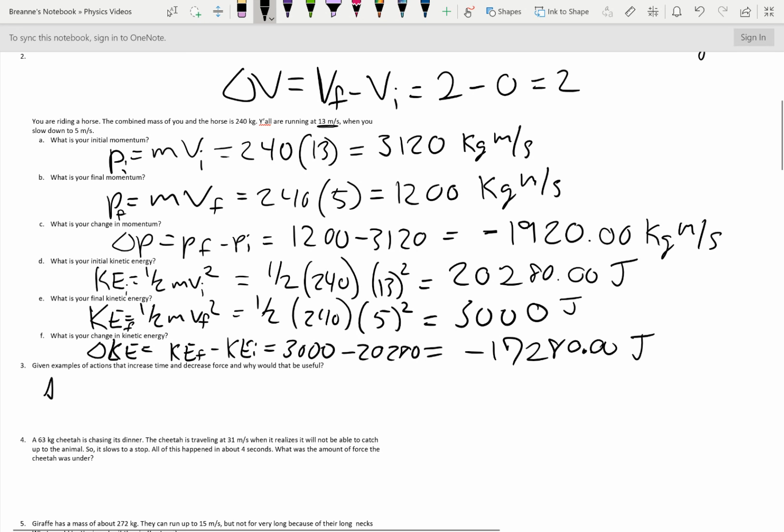So give examples of actions that increase time and decrease force, and why would they be useful? One good thing would be an airbag in your car. That would be useful because you are increasing the time it takes you to hit the steering wheel. Before, it would take just a second for you to hit. If that comes out, it slows you down. So that'd be a good example of increasing time to decrease the force.